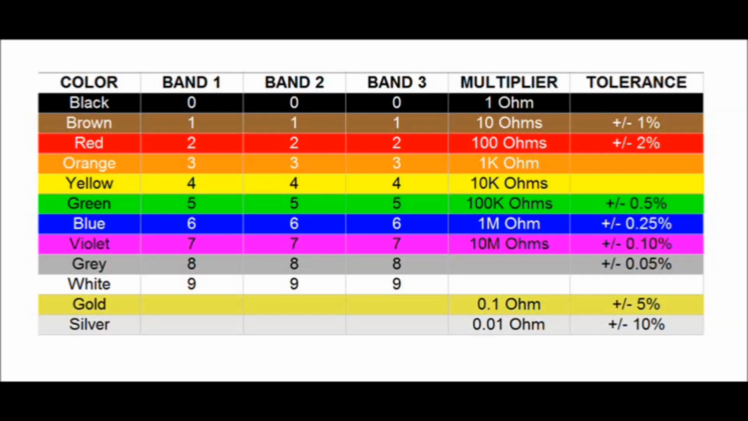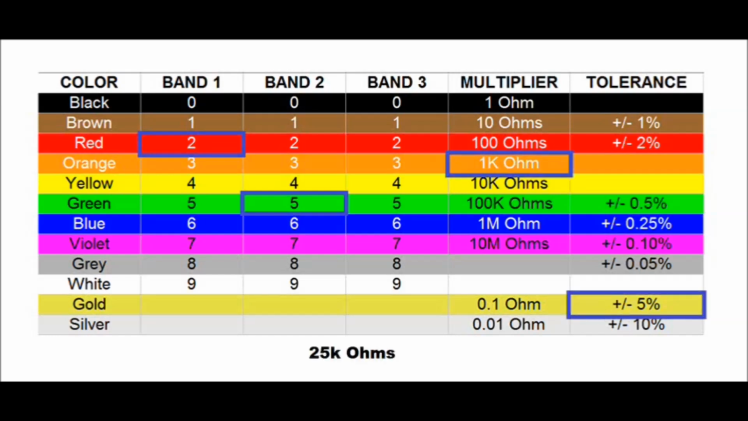The following chart shows a complete list of colour values for resistors. Each colour band on a resistor corresponds to the values shown. For example, if we had a 4-band resistor, band 1 is red, band 2 is green, band 3 is orange and band 4 is gold. Using the chart, we can see the value of the resistor is 25 kilo ohms and has a tolerance of 5%, which means it is 5% above or below the value shown.